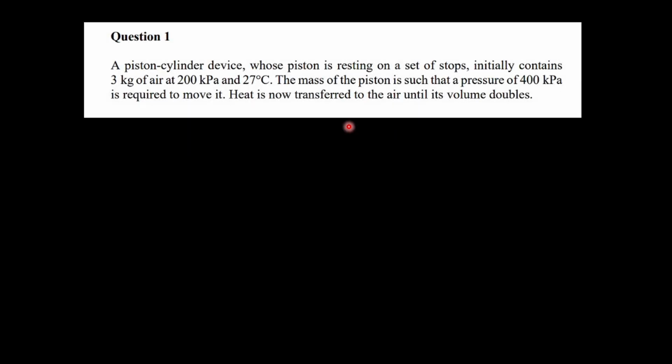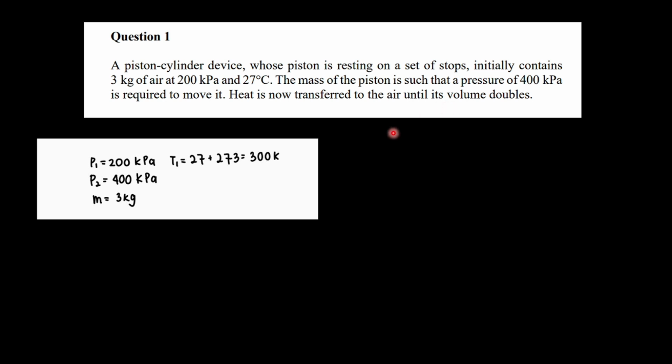So we go for the questions. The question is, a piston cylinder device whose piston is resting on a set of stops initially contains 3 kg of air at 200 kilopascal and a temperature of 27 degrees. A pressure of 400 kilopascal is required to move the piston. Heat is now transferred to the air until the volume doubles.